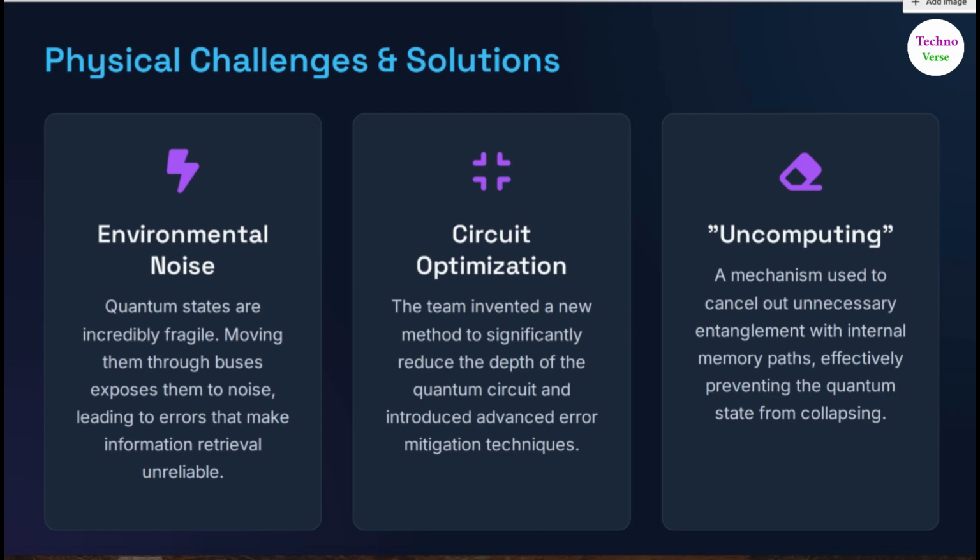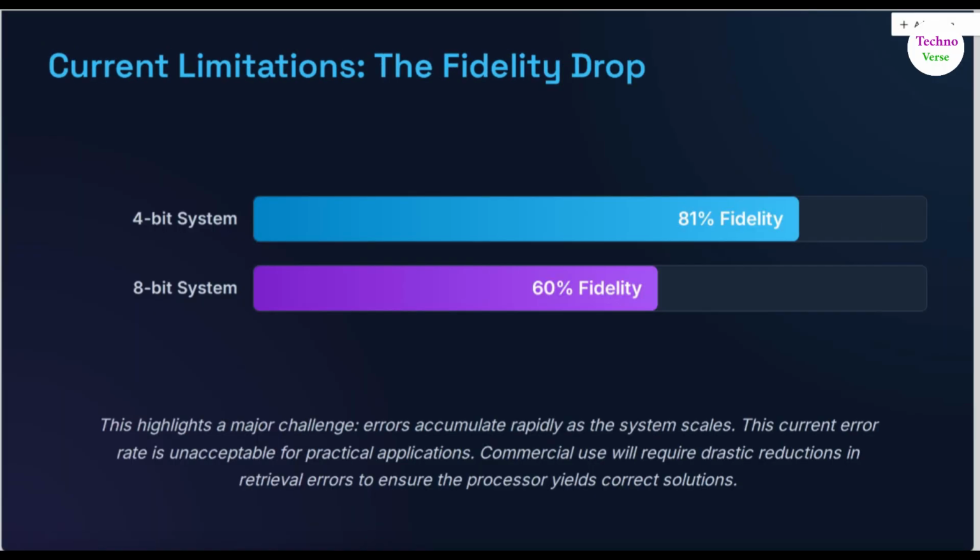They tested two systems, a 4-bit and an 8-bit version. The system achieved a query fidelity of about 81% in the 4-bit system, but this fidelity dropped to 60% in the 8-bit system. This illustrates exactly how quickly errors accumulate when memory size increases due to the complexity of query paths, increased circuit depth, and the higher likelihood of fragile states interfering.